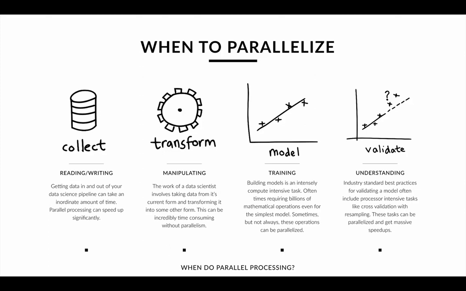Transforming or manipulating data. The work of a data scientist often involves taking data from its current form and transforming it into some other form. This can be incredibly time-consuming without parallelism. Model training. Building models is an intensively compute-intensive task, oftentimes requiring billions of mathematical operations even for the simplest model. Sometimes, but not always, these operations can be parallelized.